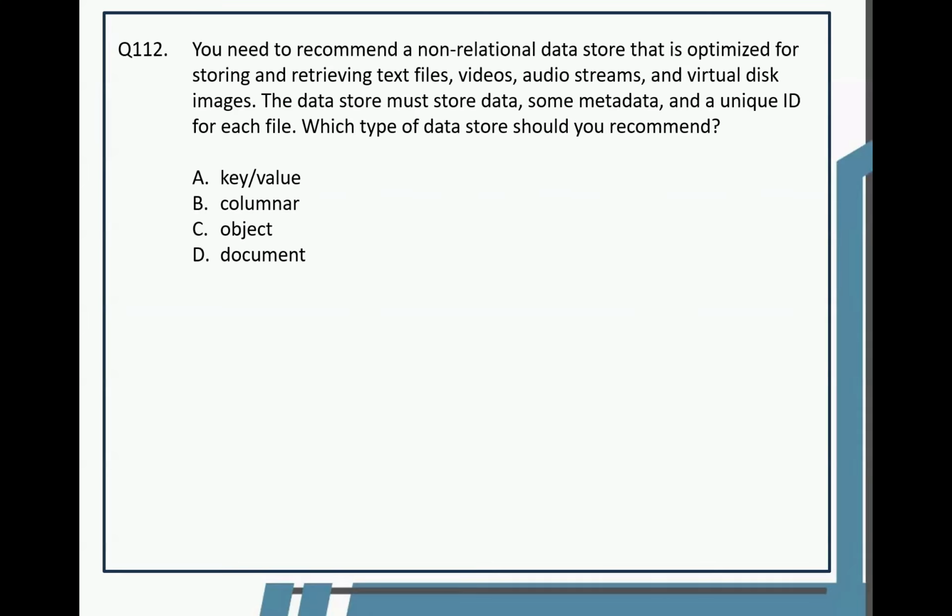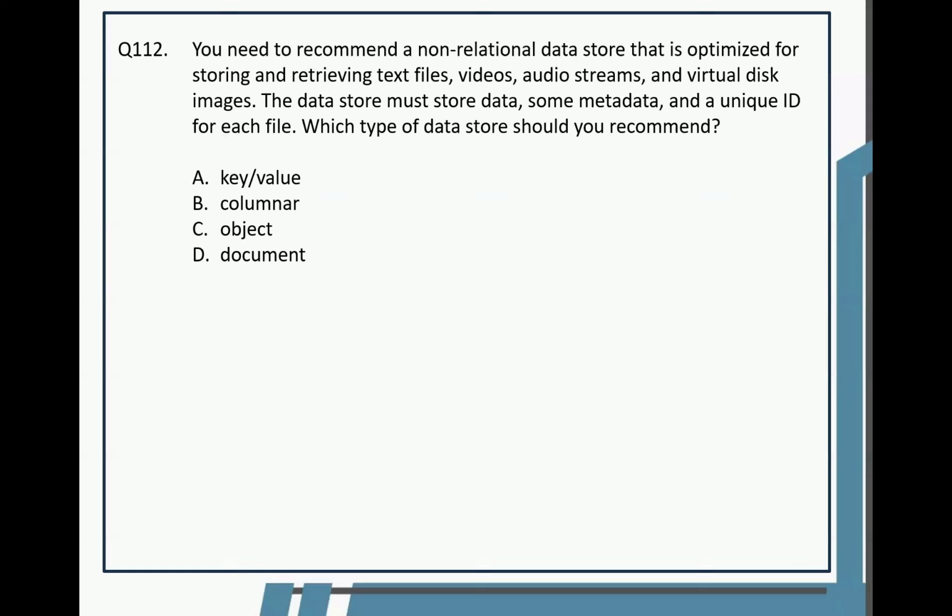In this question, you need a non-relational data store optimized for storing files which are text, videos, audio, and disk images, in this case, along with metadata and a unique ID. The options are key value, columnar, object, document.